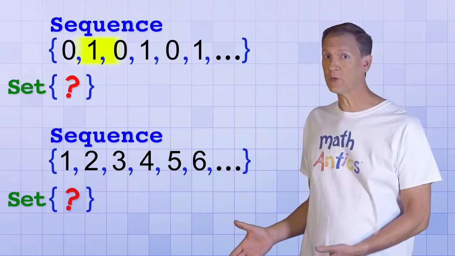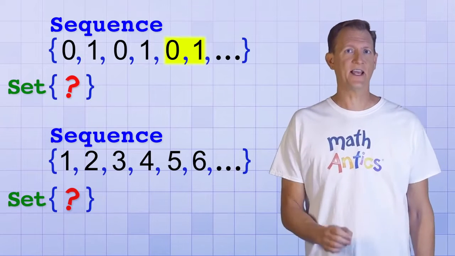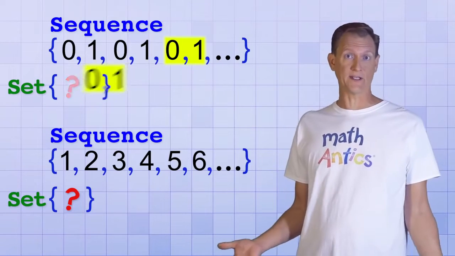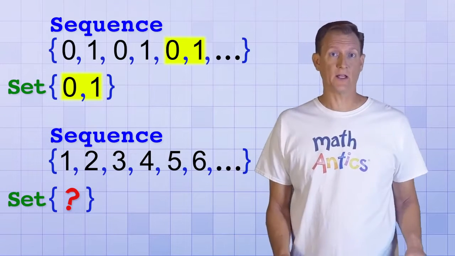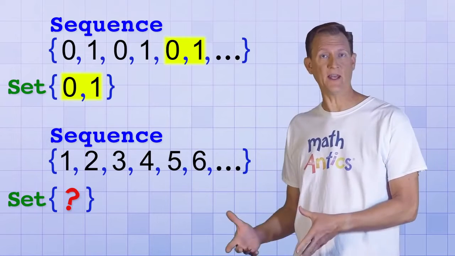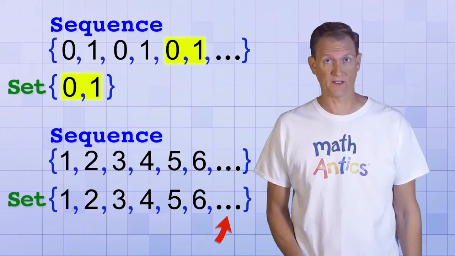Well, the first keeps on repeating 2 numbers forever. So even though the sequence is infinite, the set it uses is finite because it only contains 0 and 1. But in the second infinite sequence, none of the elements are ever repeated. So the set of numbers is exactly the same as the sequence itself. It's also infinite.